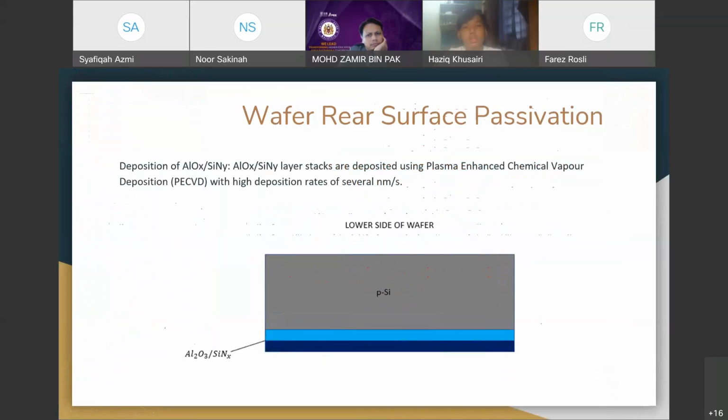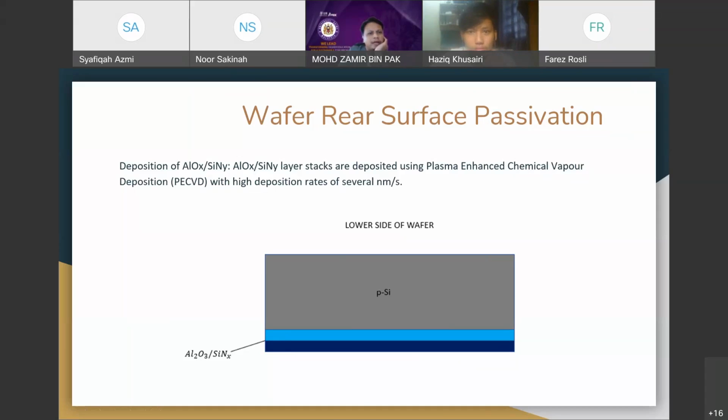Usually the commercial version is aluminium oxide on the top, and then the lower will be silicon nitride. For that one, I'm not sure of the reason, but what I know is aluminum oxide is a negative charge dielectric, so I thought that must be related to it or something like that.